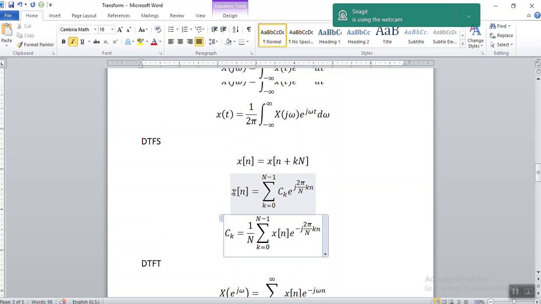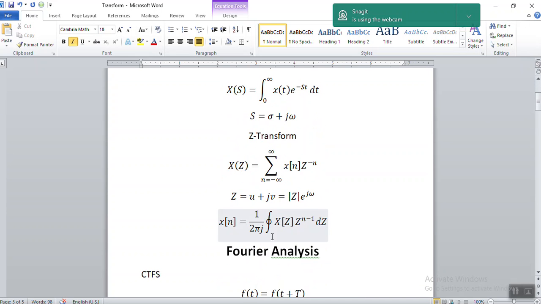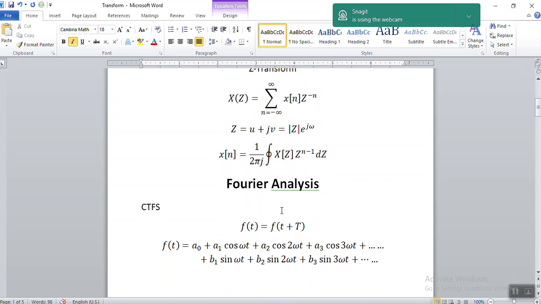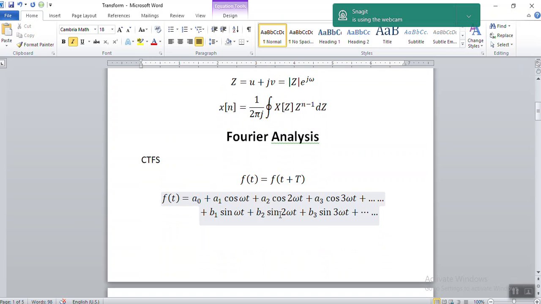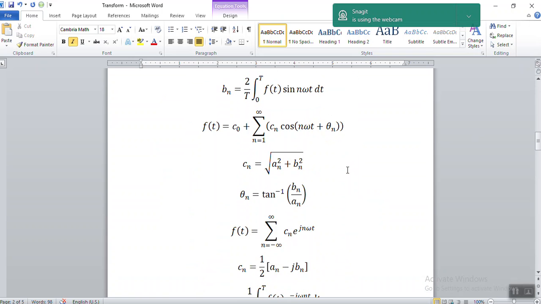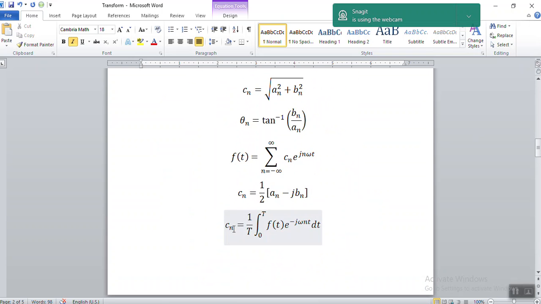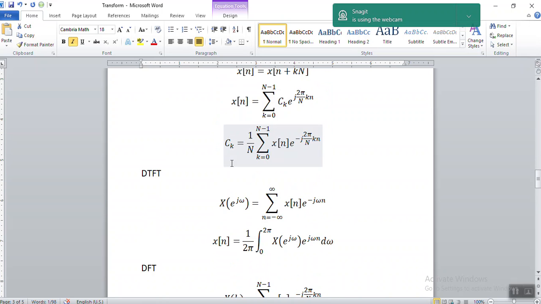Okay. Now, as I have mentioned, the Laplace transform has different properties. Almost all the same properties will be applicable for the Fourier as well, though obviously the mathematical expressions will be different. So, in case of the Fourier series, the properties are applicable to the C n in the continuous time Fourier series, and in case of the continuous time Fourier transform, the properties are applicable to x of j omega. Similarly, for the DTFS, the properties are applicable to C k.